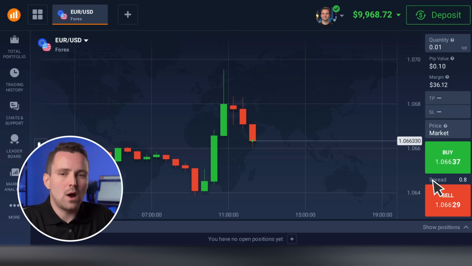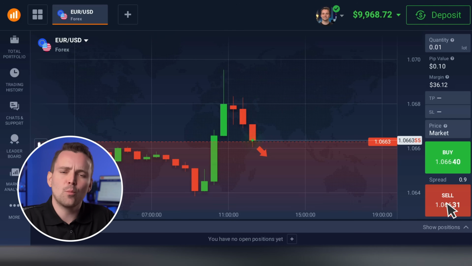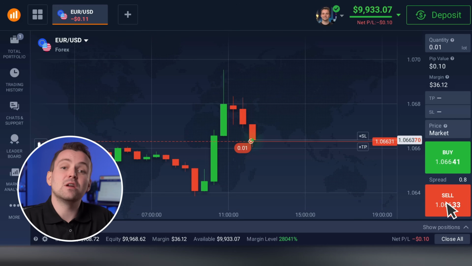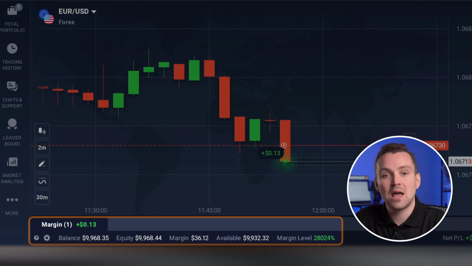Once you have decided where the price of the selected asset will move, click Buy if you think the price will increase, or press Sell if you believe it will decrease in relation to the opening price. Once you have confirmed opening your margin position, you will see some additional information below the chart. Let's take a quick look at these parameters.